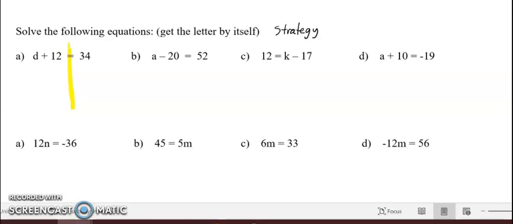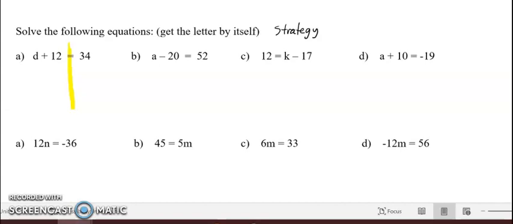So in this particular case, I have d plus 12 is equal to 34. So the rule that I'm teaching you today is you need to get the variable by itself by eliminating everything that's on the same side of the equal sign. And the way you do it is to undo the operation that's there. So I probably should have started off with these ones in class, but let's take a look at them now.